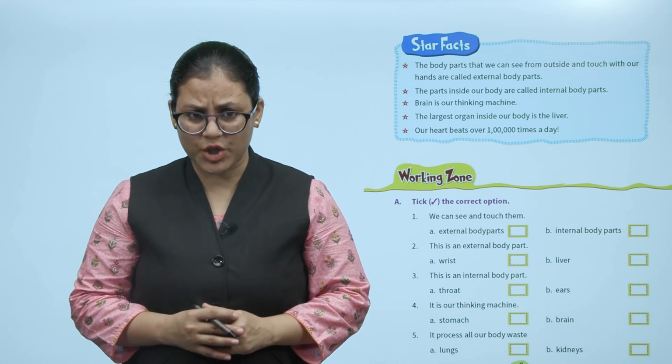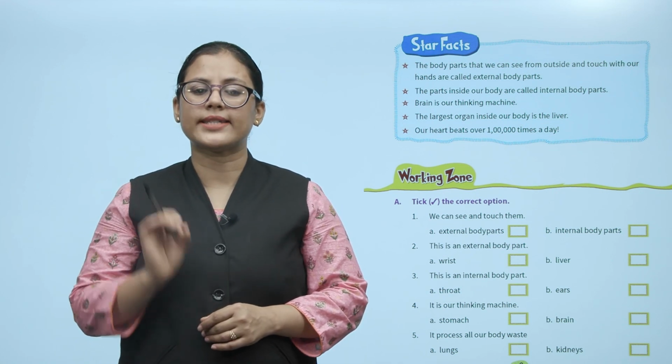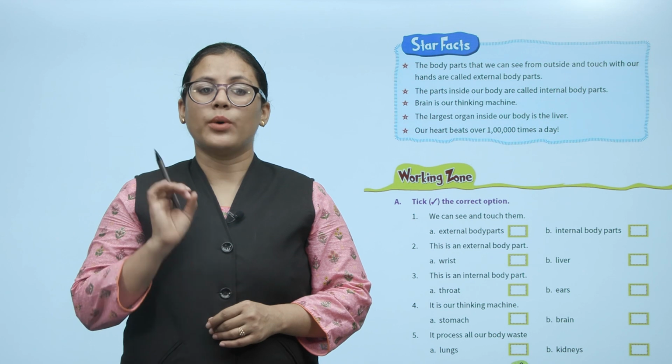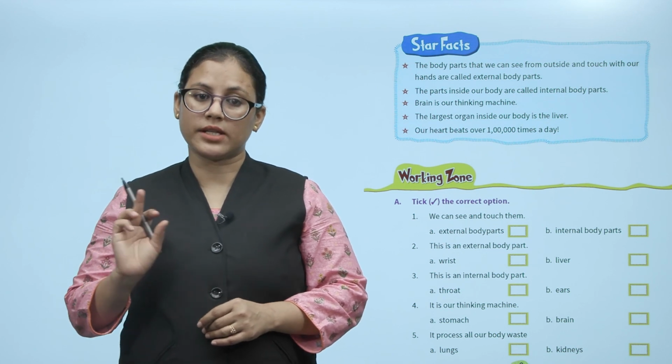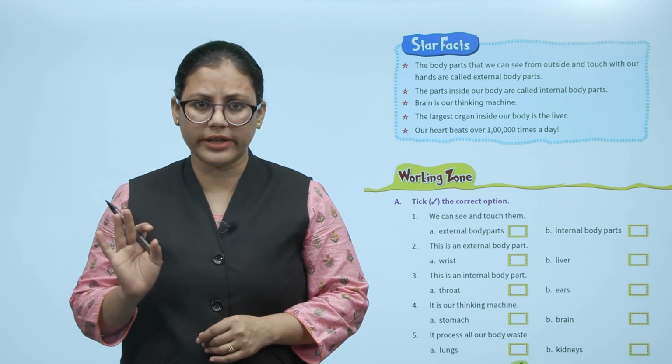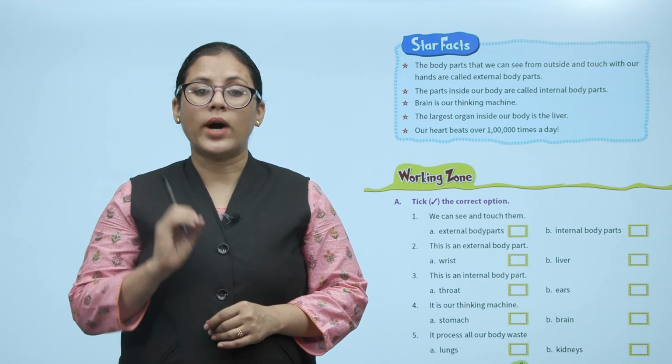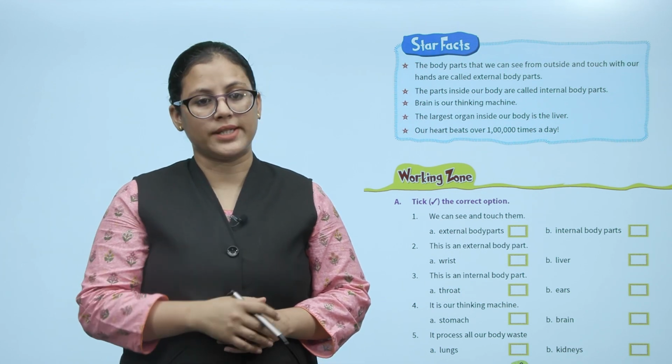Brain is a thinking machine. The largest organ inside our body is the liver. Our heart beats over 1 lakh times a day. लीवर लार्जेस्ट ऑर्गन है और हमारा हार्ट 1 लाख टाइम्स एक दिन में बीट करता है.